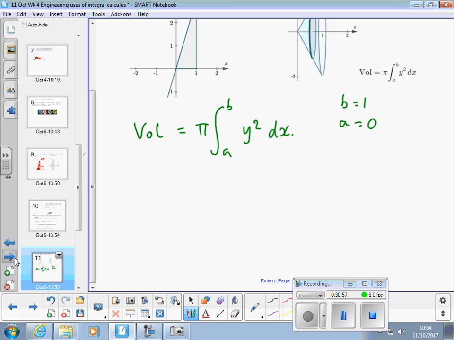So therefore, it's equal to pi times the integral between 1 and 0 of 3x squared dx. Yeah.